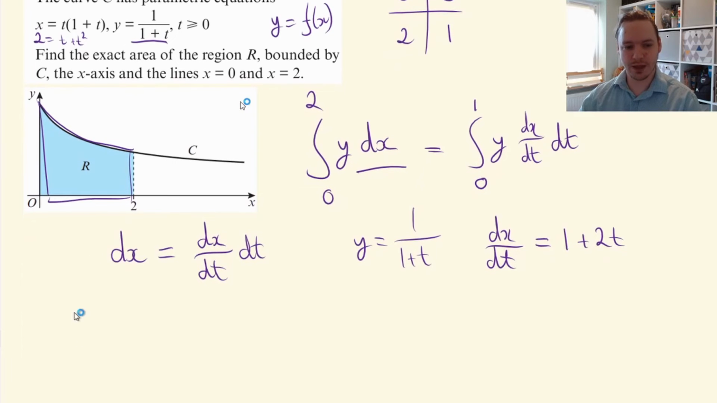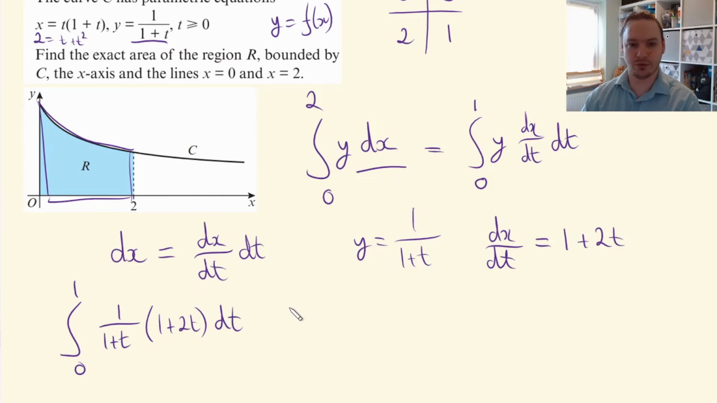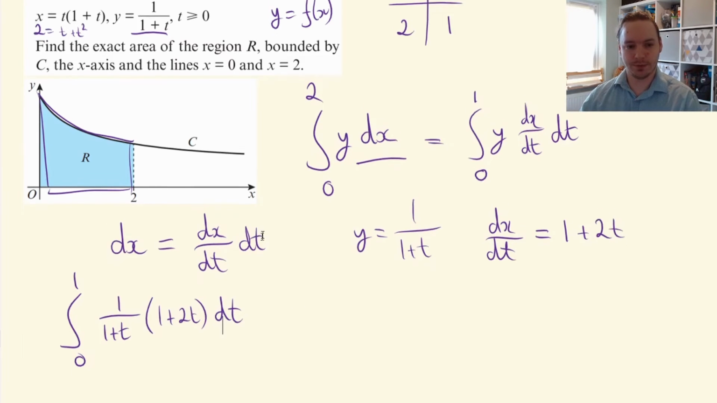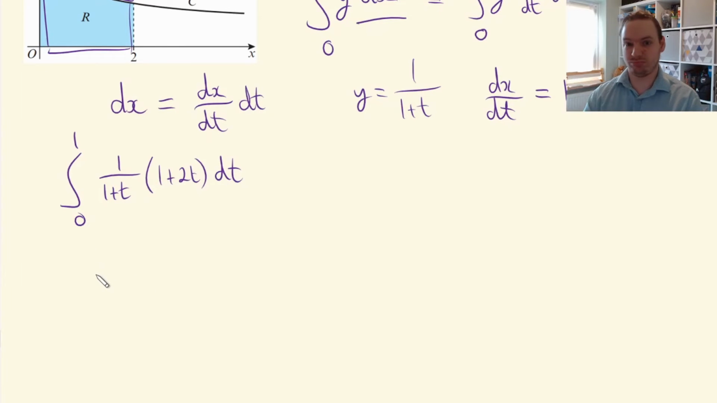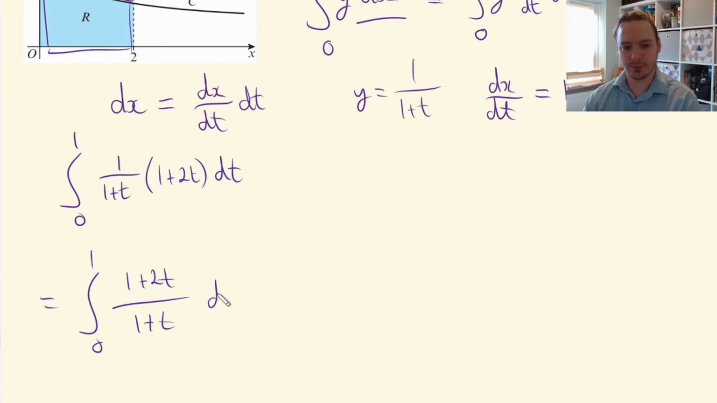So I am integrating between 0 and 1. Instead of y, I have 1 over 1 plus t. Instead of dx by dt, I have 1 plus 2t, and that is with respect to t, my parameter. Hopefully we can see that this can be tidied up a little bit more than this. So this is the integral between 0 and 1 of 1 plus 2t over 1 plus t with respect to t. And at this point, I've converted everything into an integral that I can do nice and easily.